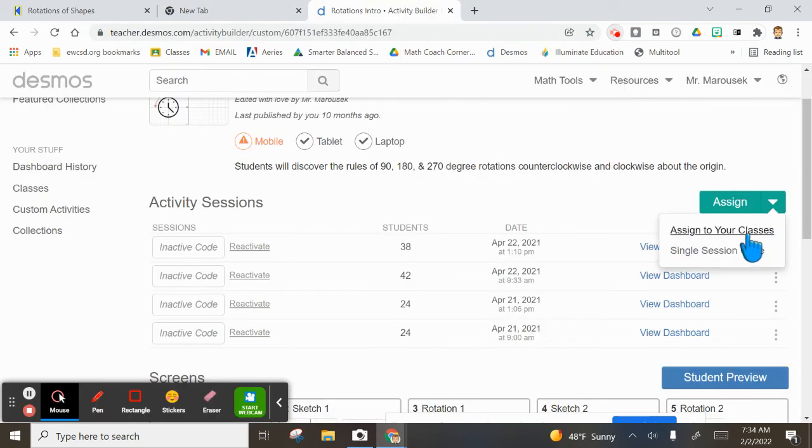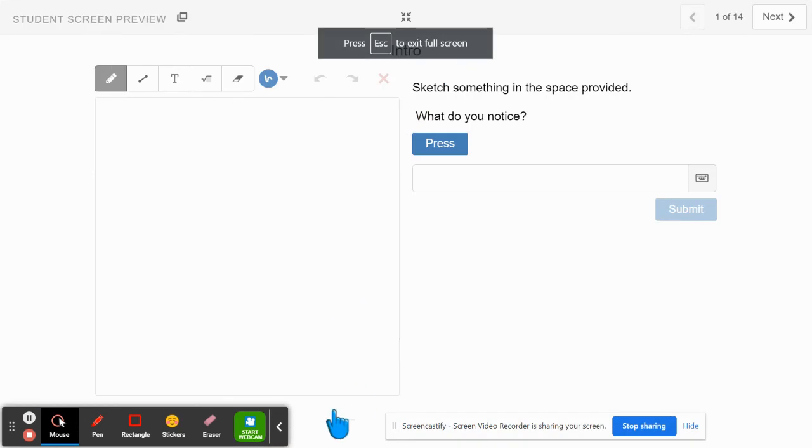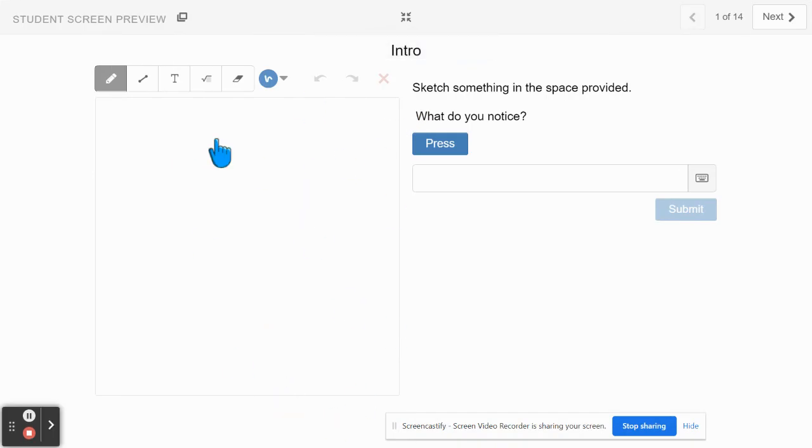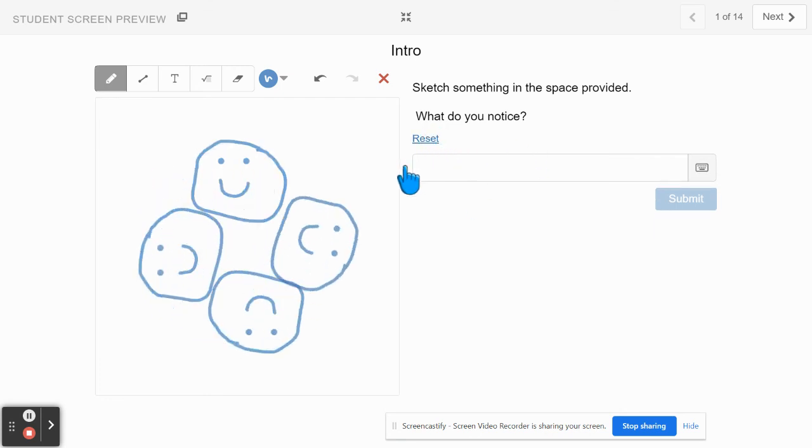All right, now I want you to get in this Desmos. I really like it. It's really kind of cool looking. So I want you to go over it with me. Sketch anything you want in this space provided. So you can give me like a happy face. All right. And then press and see what happens. Boom, boom, boom. Notice which way it went. It went to the left first. So it went counterclockwise. That's kind of interesting.